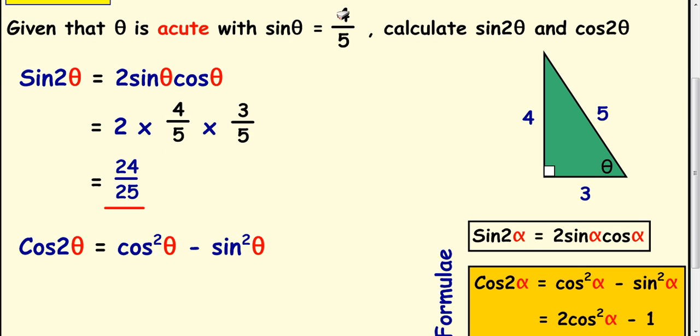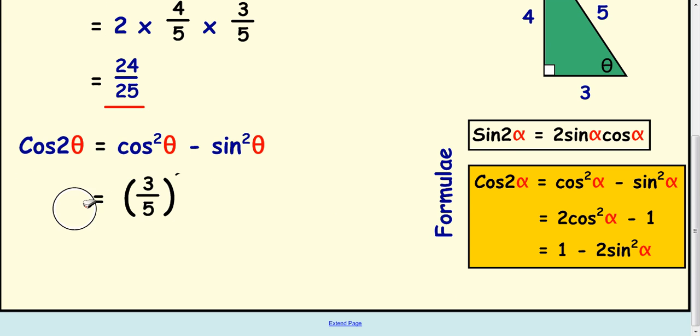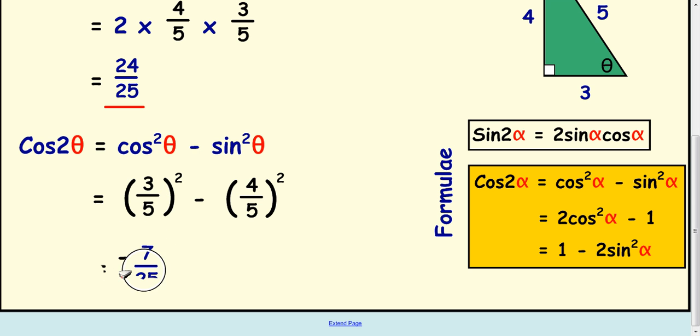We know already that sine theta is 4/5, and we've worked out that cos theta is 3/5. So this is really 3/5 squared minus 4/5 squared. When you're squaring a fraction, this is really 3/5 times 3/5, so you're squaring the top number to get 9 and the bottom to get 25. So that's 9/25, take away 16/25, and that leads to -7/25, and you're finished.